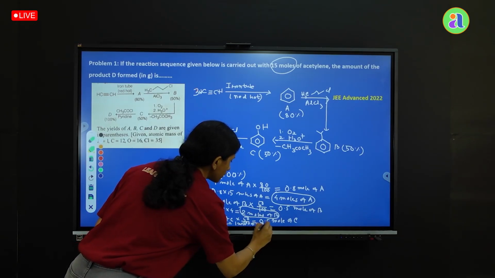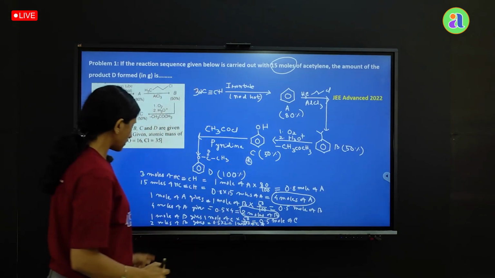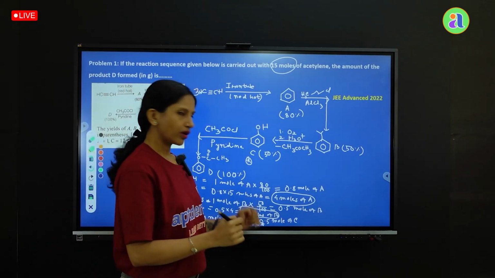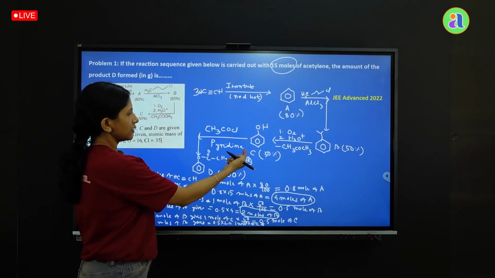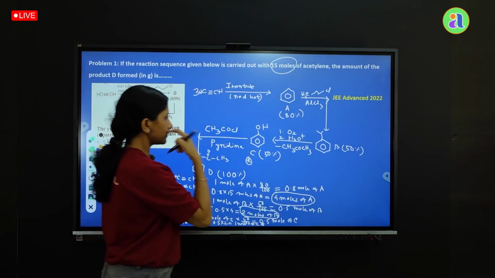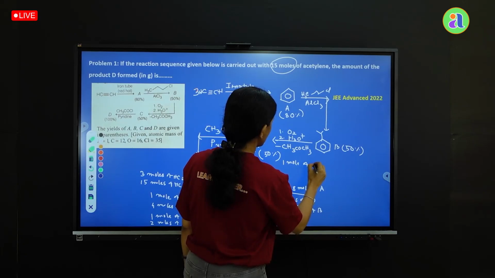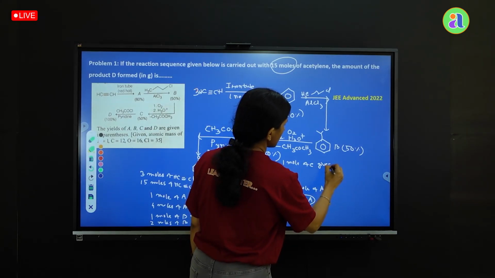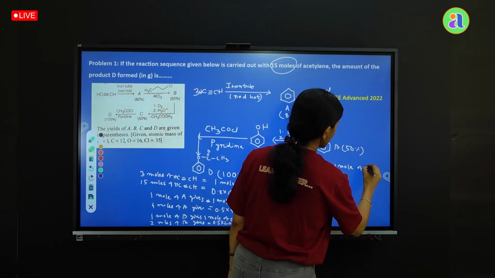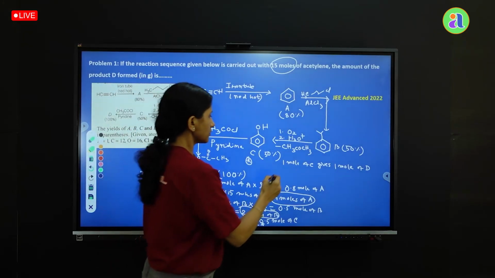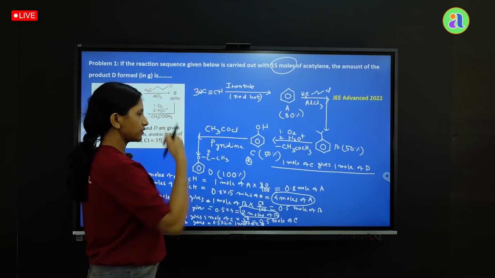So because we are running out of space here, the rest of the part we will do here, right? We have already calculated that 2 moles of B gives 1 mole of C. And from C to D, you can easily write that 1 mole of C gives 1 mole of D. It is formed 100%, right? So now we are already sure that 1 mole of D is formed during this reaction.